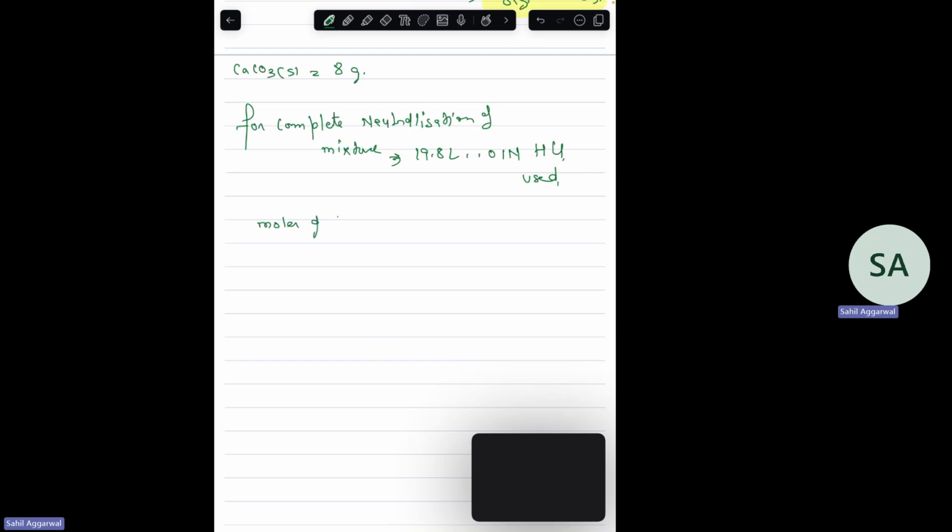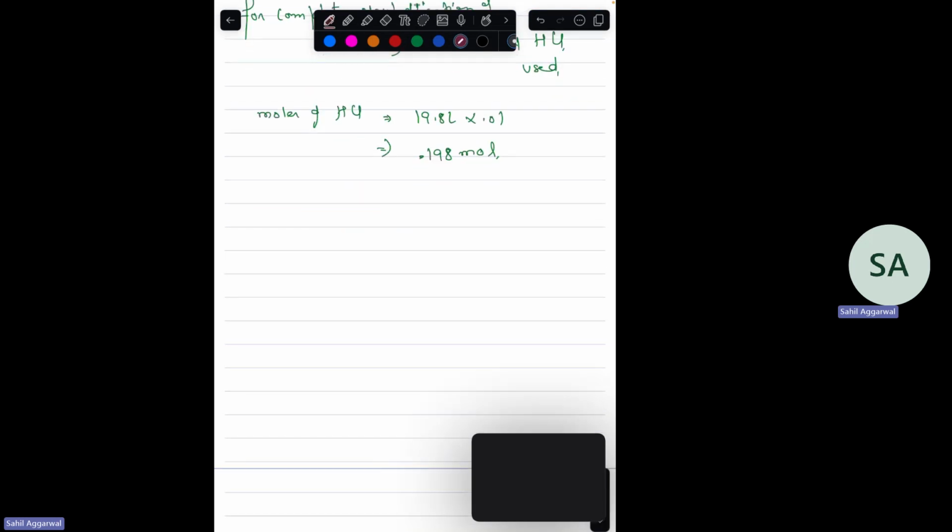Moles of HCl would be 19.8 into 0.01, मतलब 0.198 moles, millimoles I would say, नहीं लीटर है ना तो moles, 0.198 moles of HCl यूज हुआ है. ओके तो अब इसमें से हमें पता है कि एक CaCO3 के साथ 2 HCl यूज होता है.